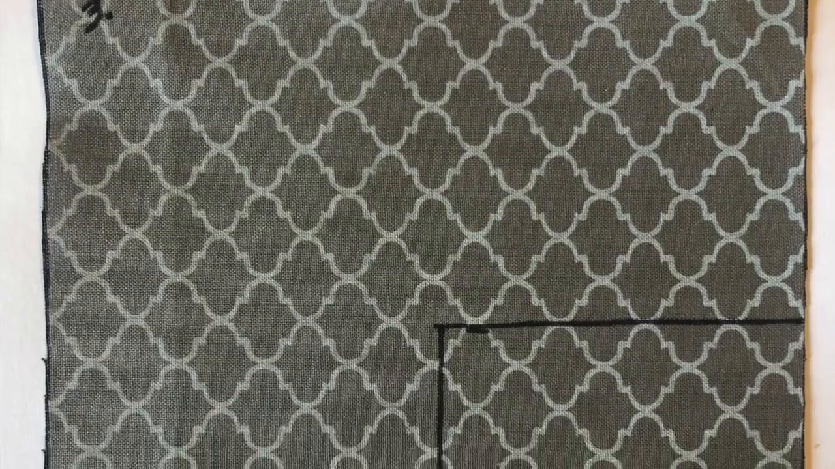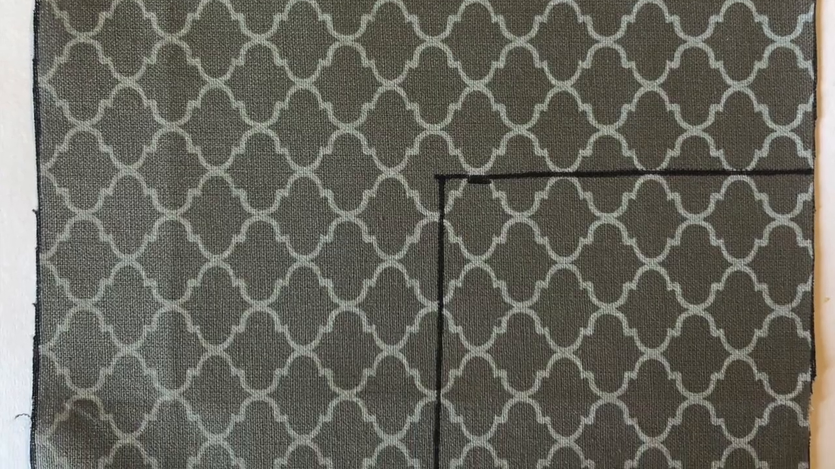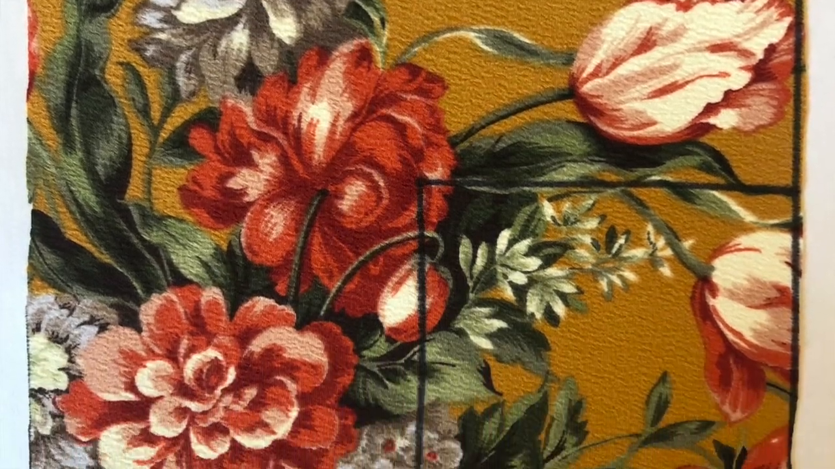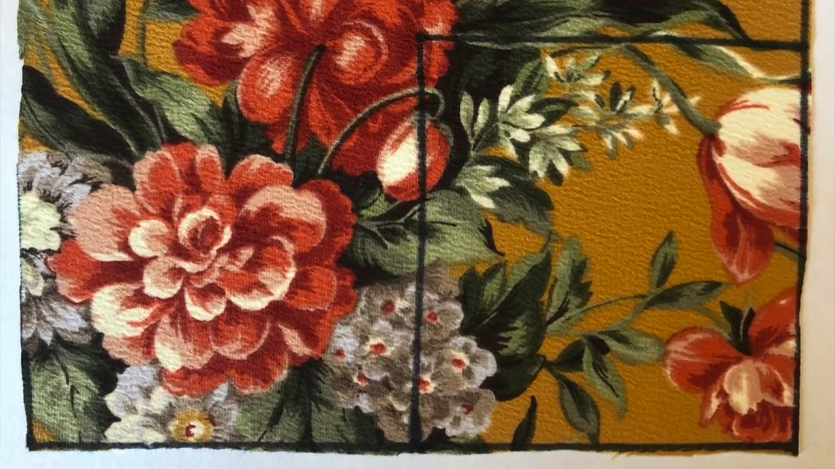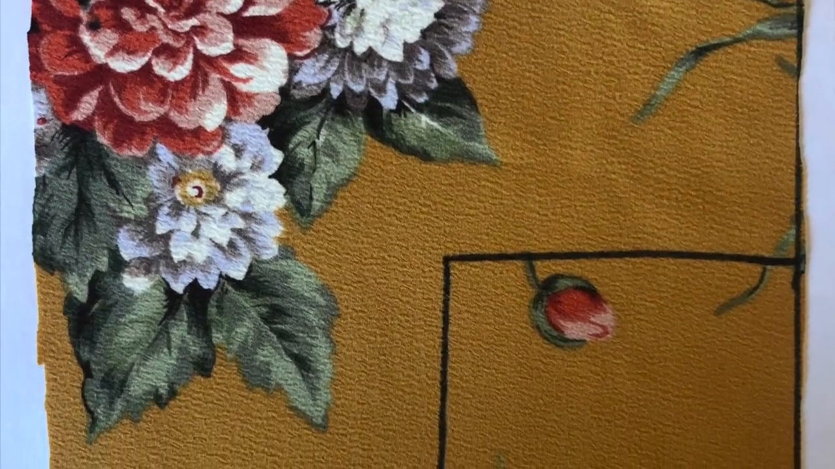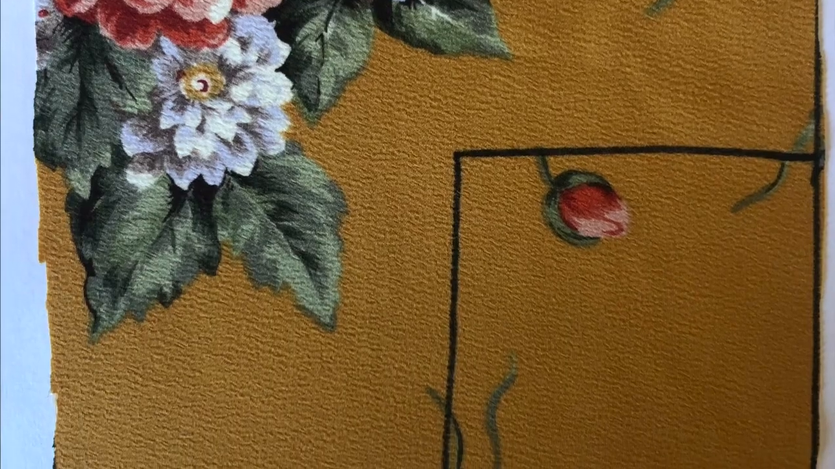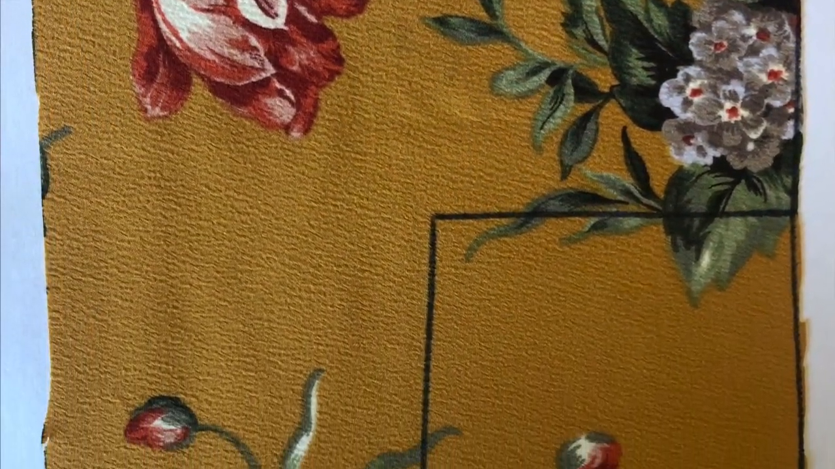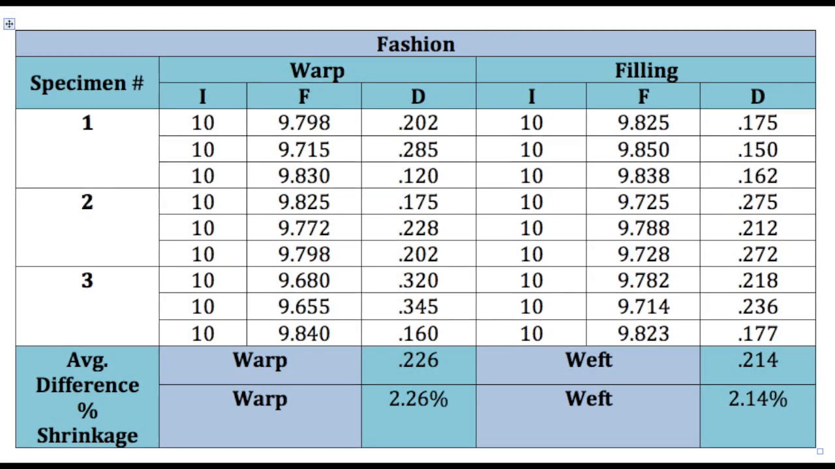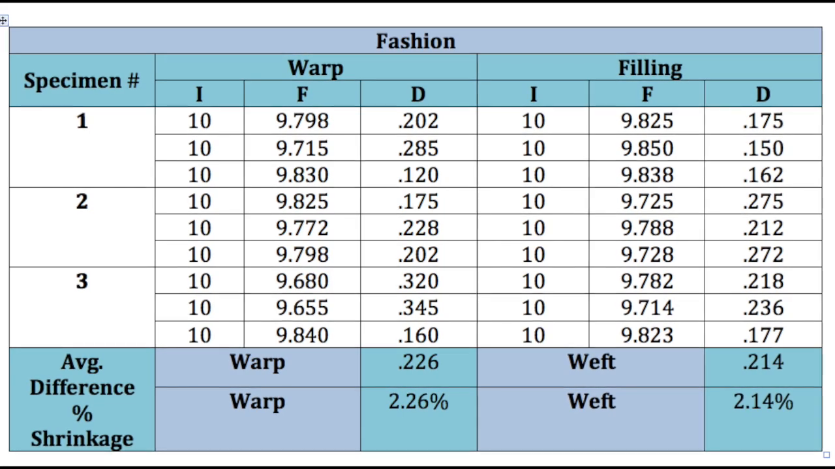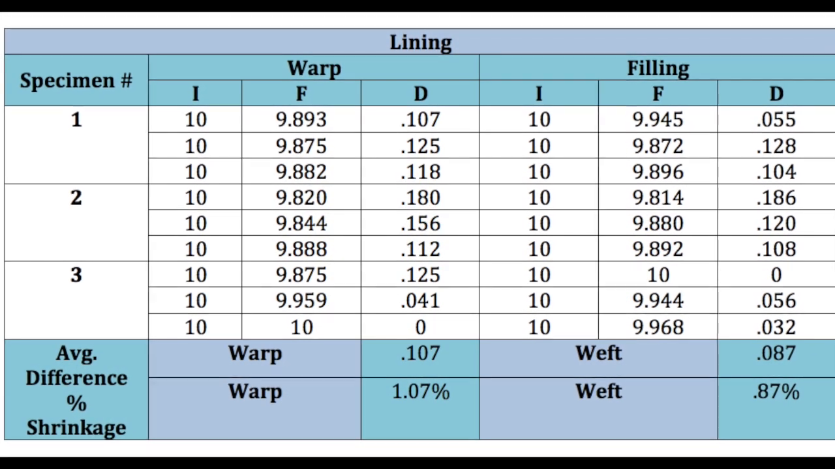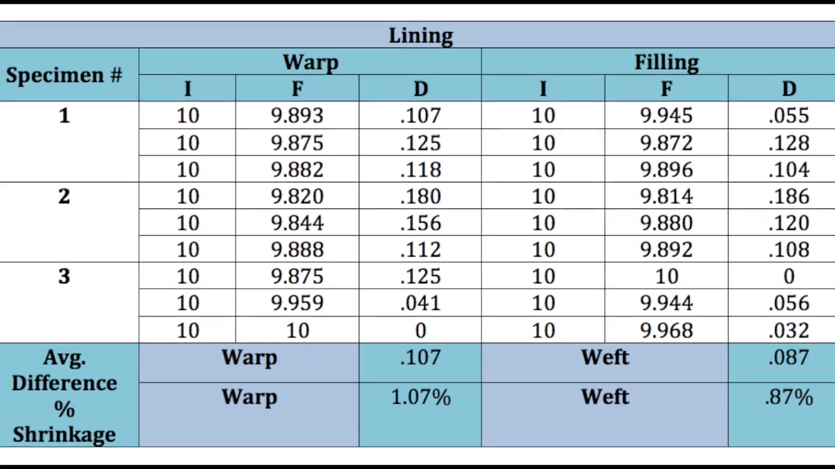I then measured the initial measurements and then placed all of the cuts into the laundry. I then placed them into the dryer and set it to tumble dry. Once they were dry, I then measured the final measurements. After that, I resulted the difference, added them together, and found the mean. In the end, both the fashion and lining fabric both passed this test.